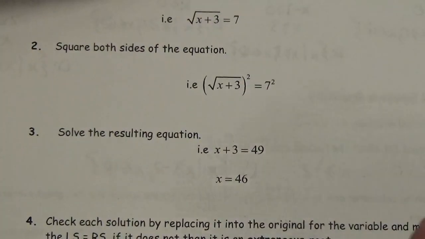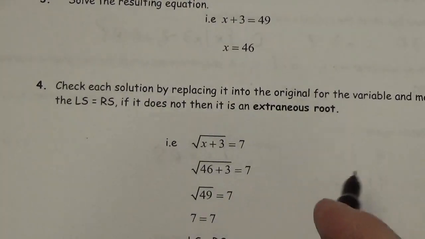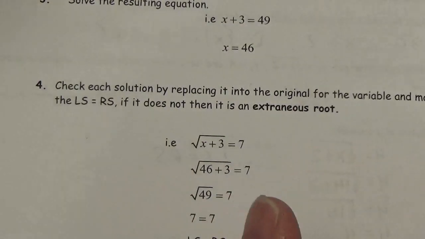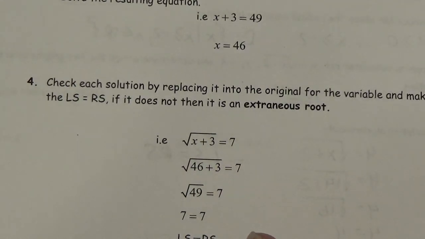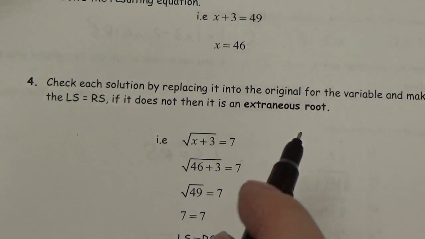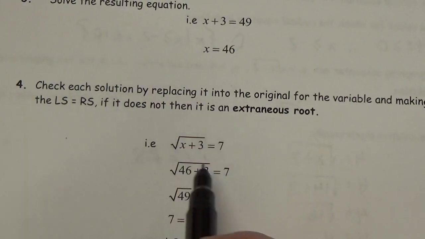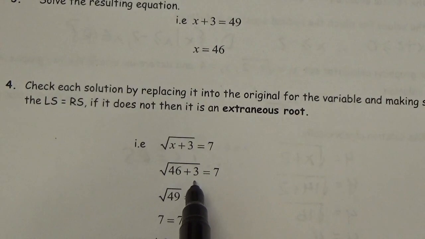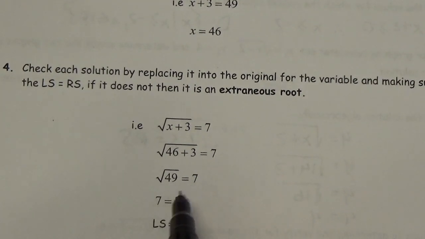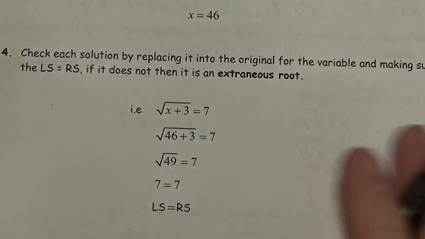And there's my solution. Now, I should check that, because it could be an extraneous root. I want to make sure that the left side is equal to the right side. It could be that what we're looking at here is a root that doesn't actually work in the equation, that appears because I made the radical disappear. So we plug it in, 46, so 46 plus 3 is going to be 49. The square root of 49 is 7. That works. Left side equals the right side. I know I'm good.